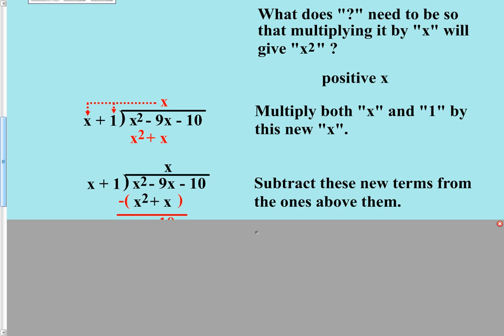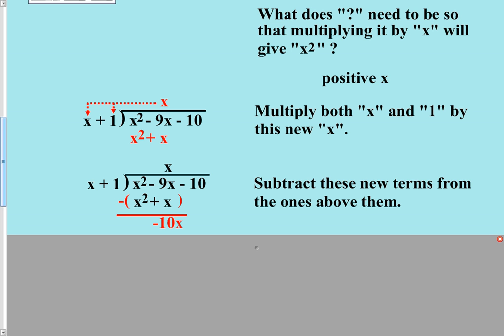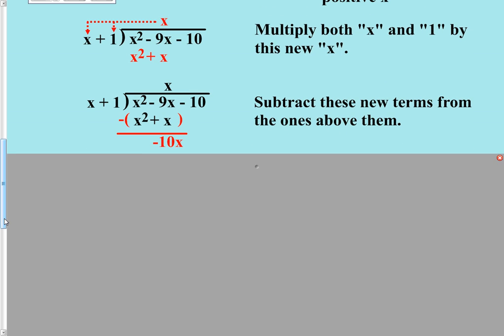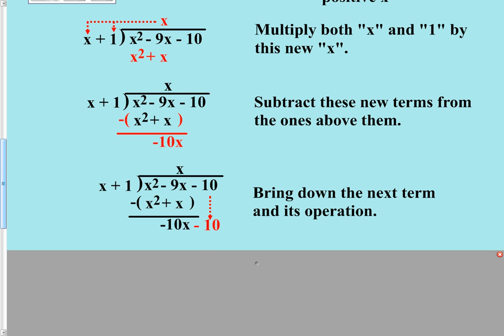Okay. Now, just like we did with long division before, we are going to subtract this value from those values coming down from the dividend. So we're going to say x squared minus x squared and negative 9x minus x. Obviously x squared minus x squared is 0. That's what we wanted. The x squared is gone now. Negative 9x minus x is negative 10x. Now, just like with regular long division, we bring the next term down from the dividend. So the minus 10 drops down.